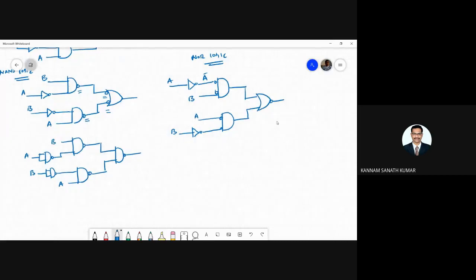So wherever you added the bubble, what you should do? You should add the inverter. Okay, so here you added the bubble, one bubble. Here you added one bubble, and here also you added one bubble. So you should add the inverter. Okay, so should add the bubble A, B. Here also you have to add the bubble. Okay, here also you have to add the bubble.